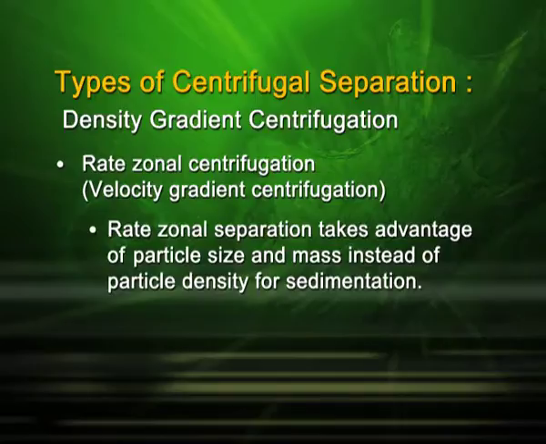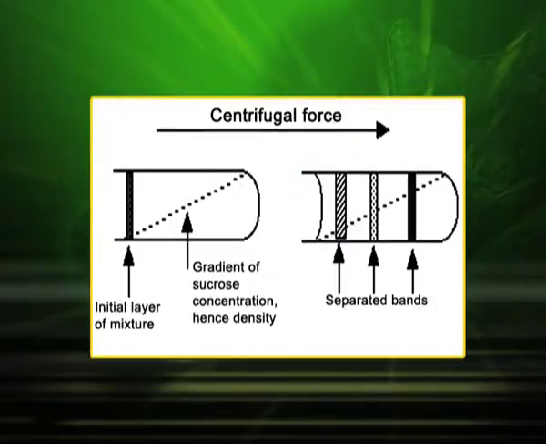The separation happens only on the basis of mass or the size of the particle instead of density. Here you can see the layer of mixture, which is nothing but your sample, and the line which shows the gradient of sucrose concentration, which is nothing but the density gradient media. When this sample is subjected to centrifugation, you can see that the sample gets separated into different bands according to the size or the mass of the particle.